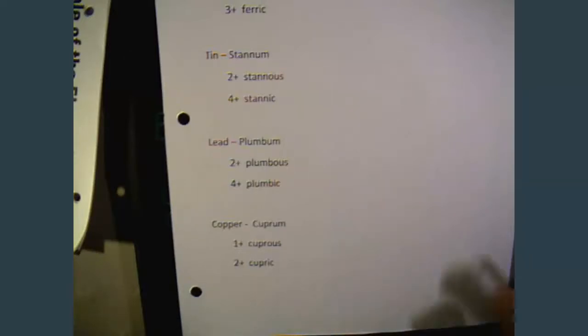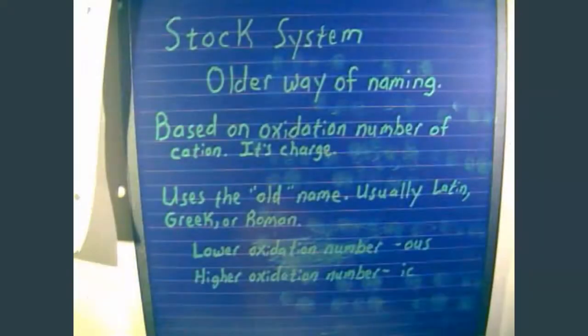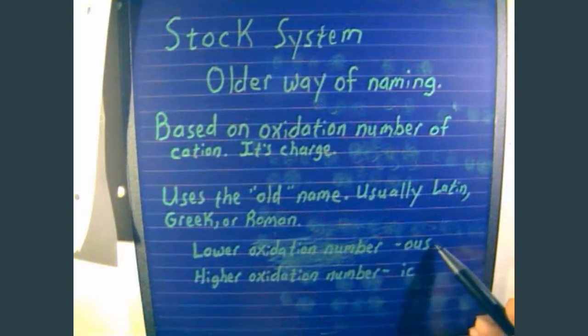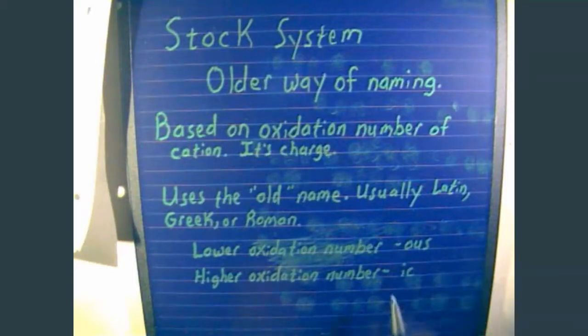Copper 1, copper 2. So what we have to do is figure out which oxidation state we have. And you do that exactly like you did with type 2 naming. You have to look at the anion. From the anion, then you figure out the charge on the cation. So the lower oxidation state is going to change the ending to OUS. So for instance, cuprum becomes cuprous. The higher oxidation number, copper 2, would become cupric. So we have cuprum, cuprous, and cupric right there outlined on your sheet.